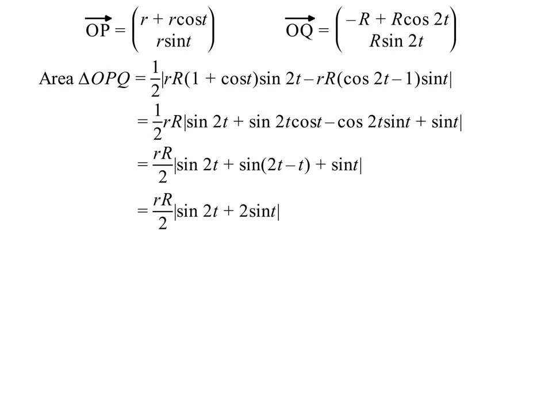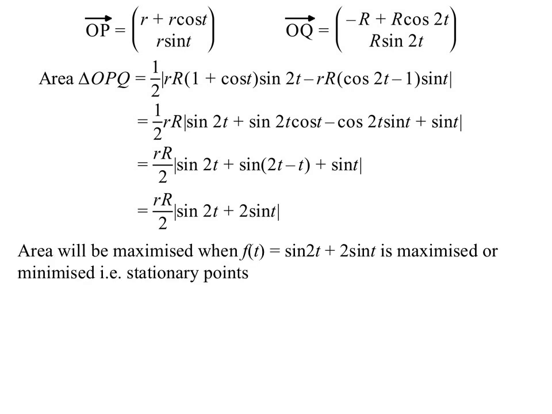Here's now my expression. Remember, we're trying to maximise that area. r is a constant, capital R is a constant. The only thing that's going to change the area is what's inside the magnitude there. So that function itself is what I'm trying to maximise. And when we're looking at curves, we know that the maximums, or minimums for that matter, will happen at the turning points or stationary points. So it'll be when the derivative is equal to 0. The derivative for this function turns out to be 2 cos 2t plus 2 cos t.